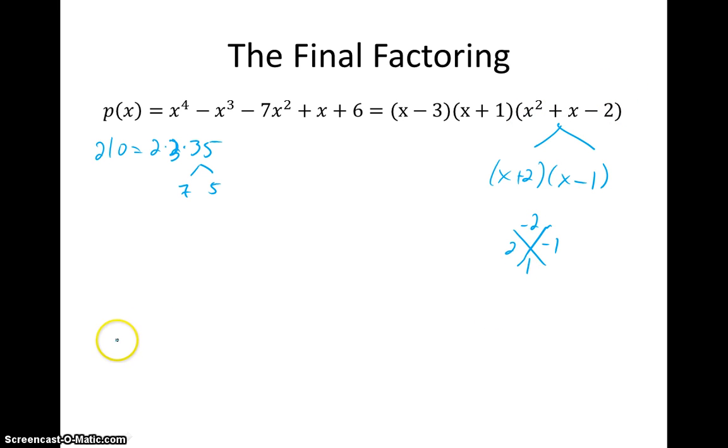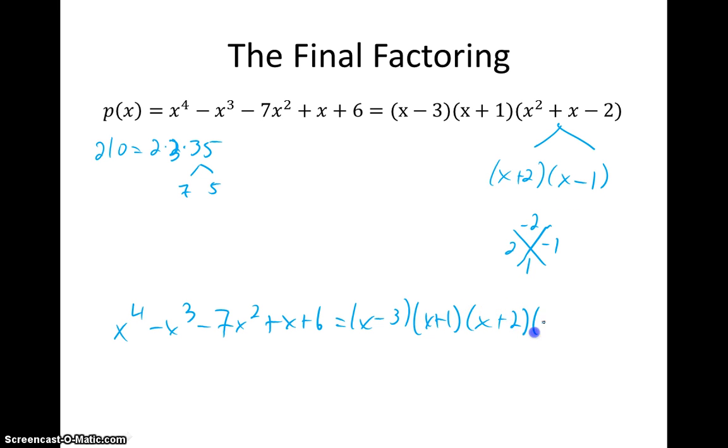So the moral of the story, our whole polynomial, x to the 4th minus x cubed minus 7x squared plus x plus 6 is equal to x minus 3 times x plus 1. Those were the two that were given, and now we found our last two roots, times x plus 2 times x minus 1. So I'm going to make another video that is going to have a lot more examples where we have some roots that are complex. This one was pretty simple just because we had all real roots here.